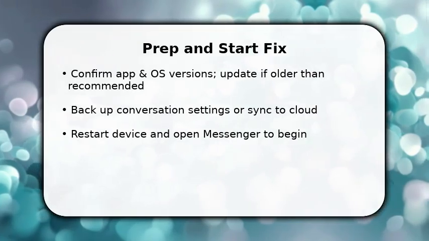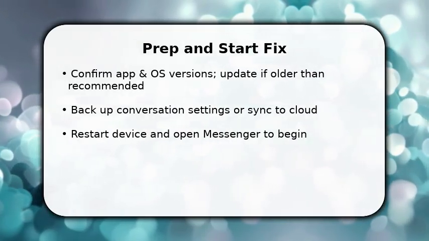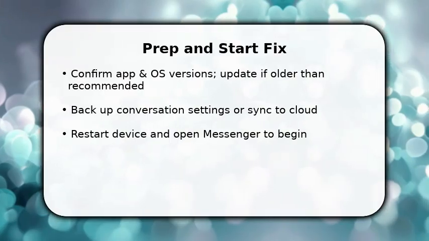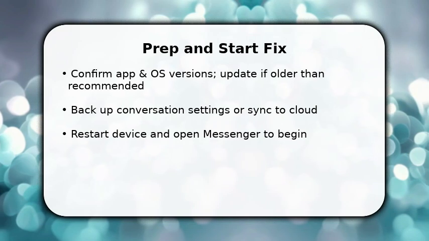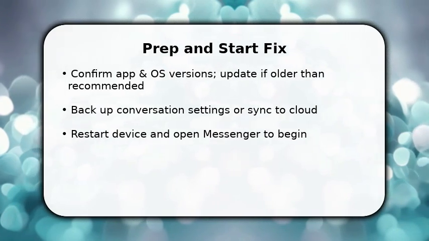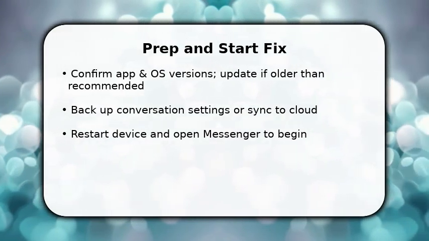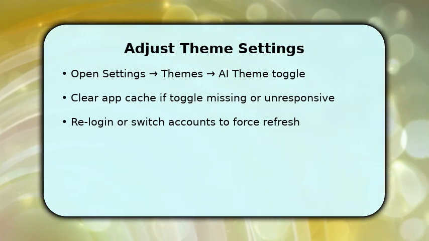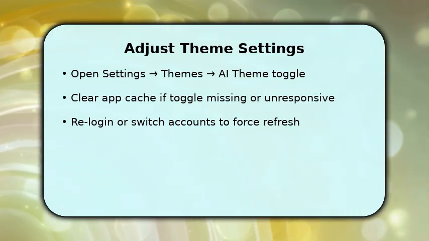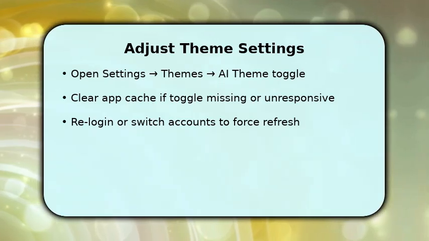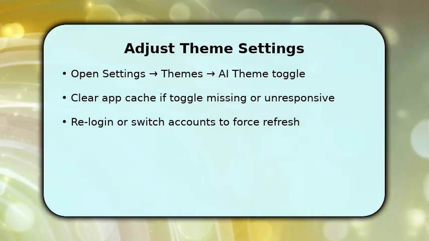If the AI theme option still isn't visible, make sure your account is enrolled in any beta or feature rollout before continuing. Now dive into the theme controls. You'll go to Settings, choose Themes, and look for the AI theme toggle. Enable it if present. If the toggle is missing or frozen, clear the app cache to remove corrupted preferences. Once cleared, restart Messenger and sign back in.